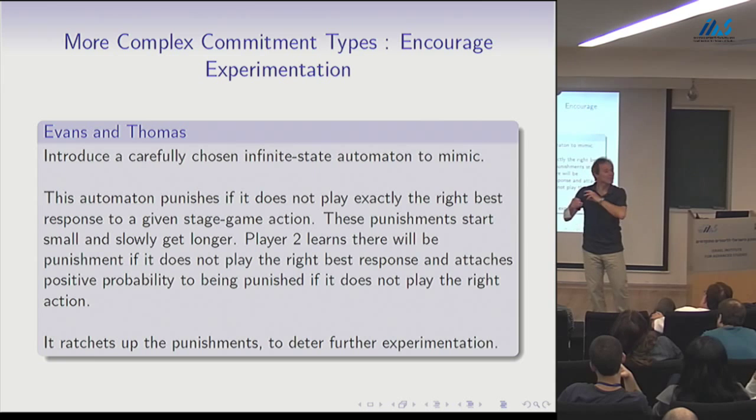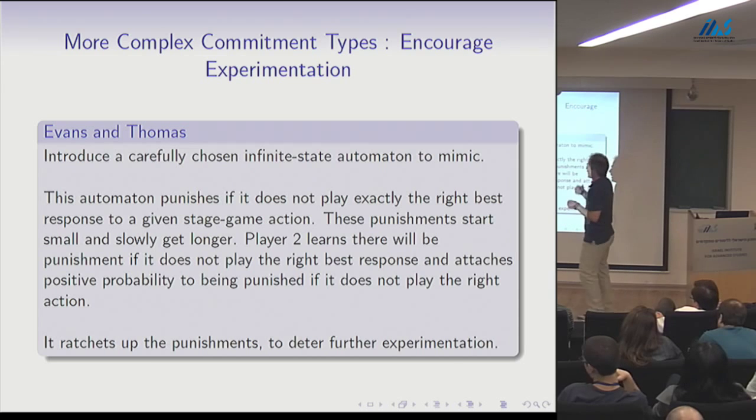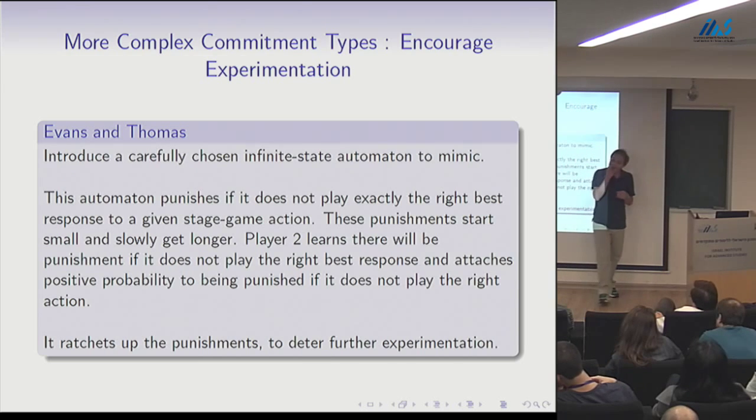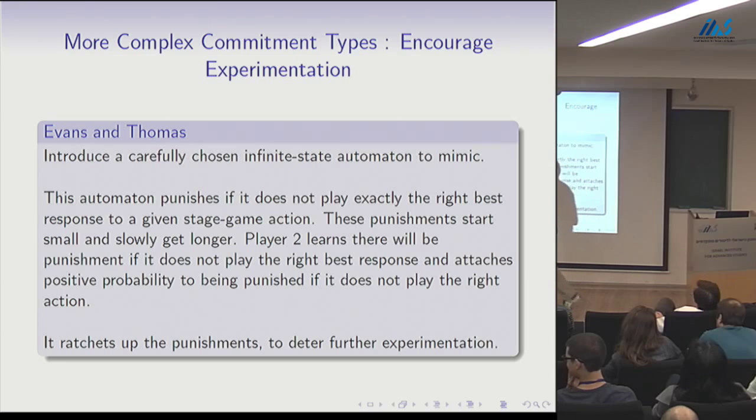If they deviate, I punish them again, a bit longer. And if they deviate, I punish them again, a bit longer. And I slowly ratchet up this punishment. The way I slowly ratchet up is I give them long enough to learn that I'm this type. But at the same time, it ratchets up quickly enough so that eventually the short run player says, I'm not going to deviate from that action again. I'm going to get a really long punishment next time I deviate.